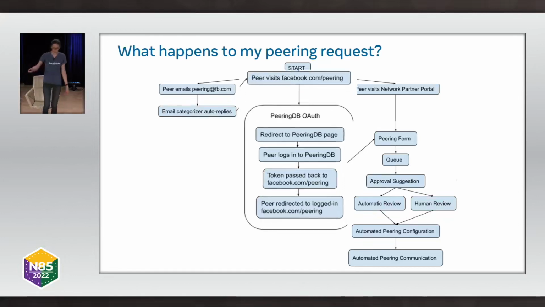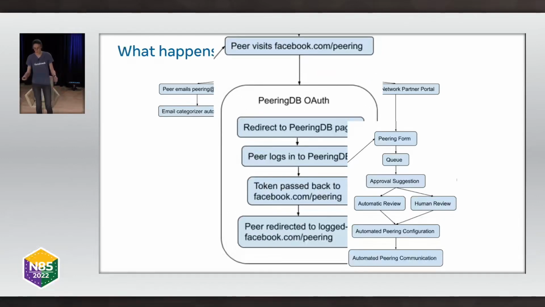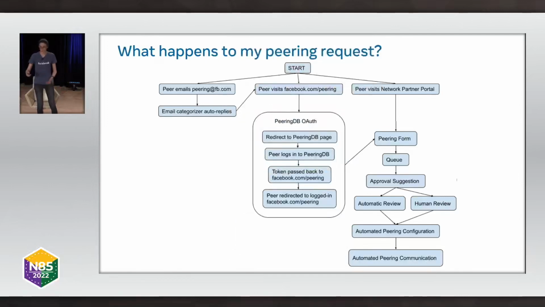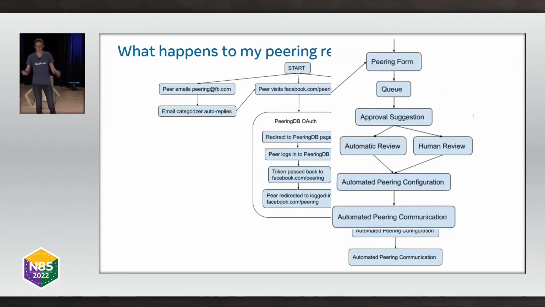So let's say you've emailed or you went straight to facebook.com/peering. Either way, you're going to hit the OAuth. You'll log in, you'll get redirected, and then you'll come back with the token, and we'll show you the logged in view. Or if you're a peer who's on the network partner portal, you can also just go to the form directly there. But either way, let's say you've submitted something in the form. Afterwards, it'll land in our internal queue. This is just so we can review the incoming requests to make sure that they meet our peering policy. And we have a service which goes through and issues a suggestion for each request. Should we approve this? Should we not? And then sometimes you're automatically approved and sometimes a human will review it.